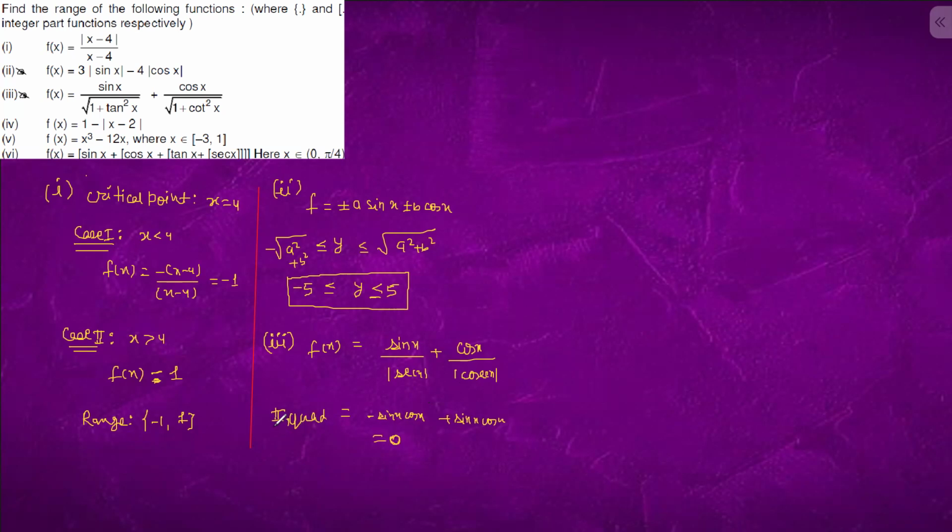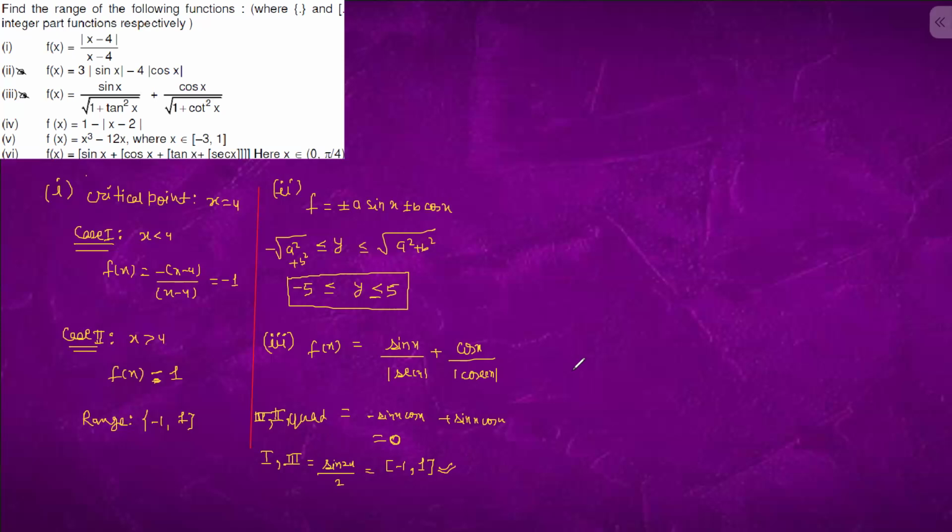This is the story of second quadrant and fourth quadrant, it will be 0. In first quadrant and third quadrant, it will be sin 2x by 2, which is minus 1/2 to 1/2. So 0 is coming inside this. So this is correct.